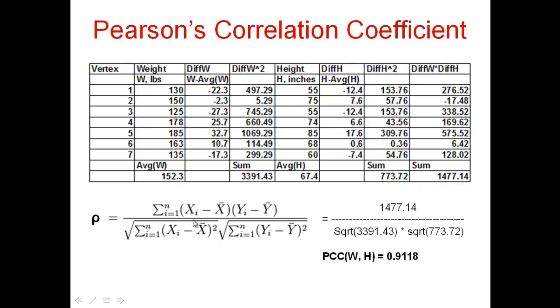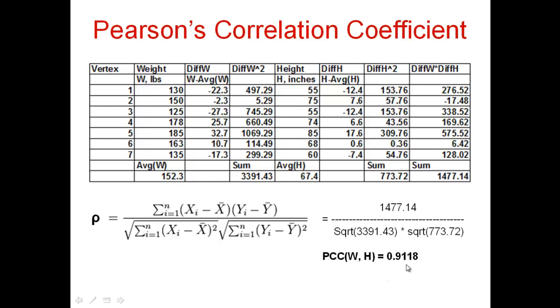So the sum of the product of the differences is 1477.14. The sum of the squares of the differences for the weight is going to be 33391.43. So take a square root of that. Similarly the sum of squares for height is 773.72, you have to take a square root of that. So if we do the math, we get 0.9118.